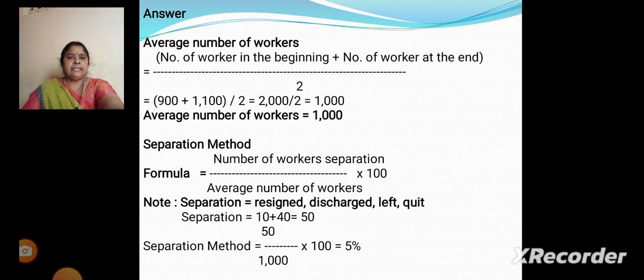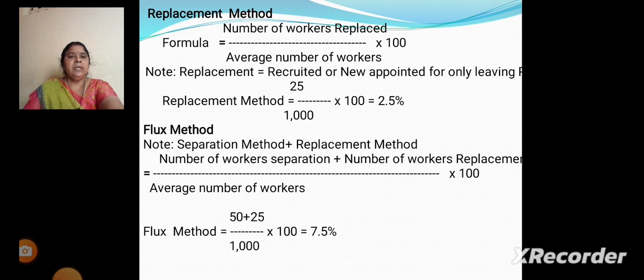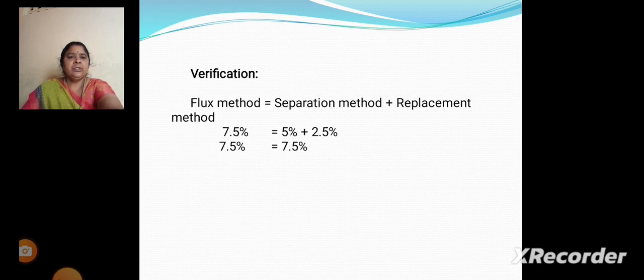For the separation method, the answer is 5%. Replacement answer is 2.5%. Flex method answer is 7.5%. Then we will do the verification. Flex method equal to separation method plus replacement method. That is 7.5% equal to 5% plus 2.5%. 7.5% equal to 7.5%. That's all.